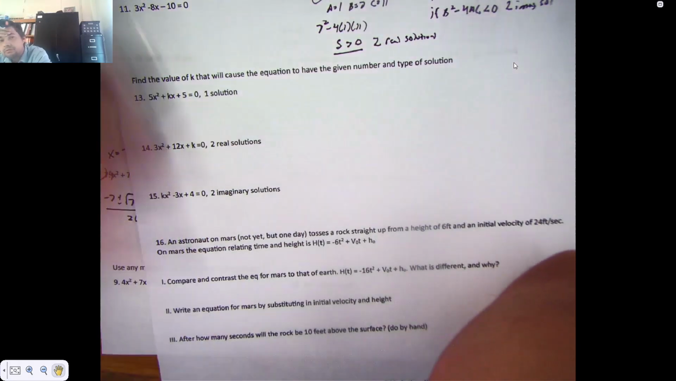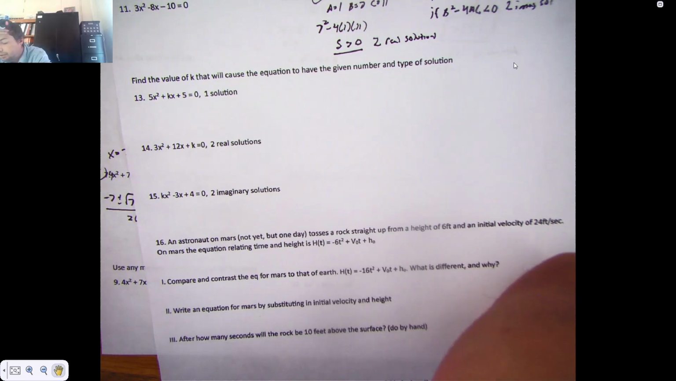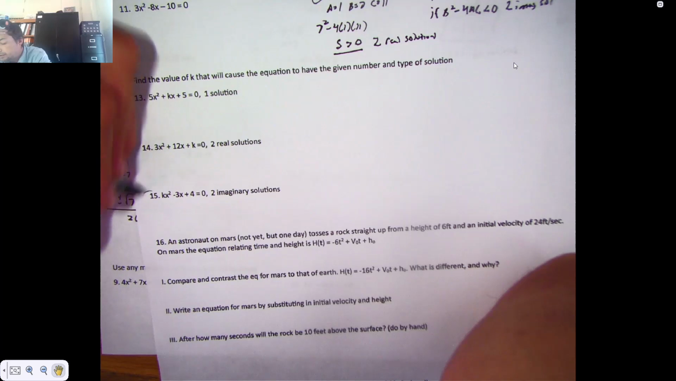I'll do one of these. I'm not doing the massive word problem. I'm not doing it. You need to figure out how to do this stuff on your own. Let's do that one.